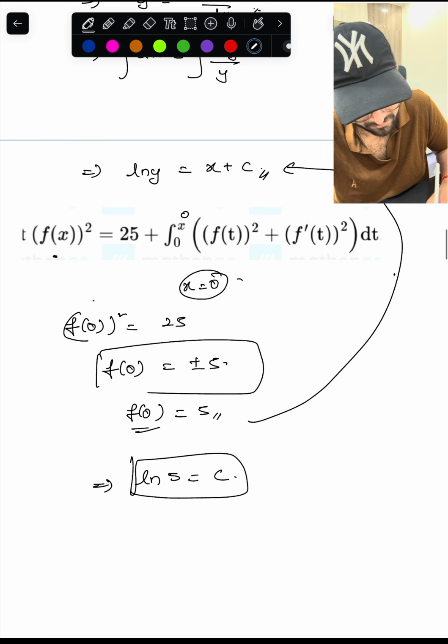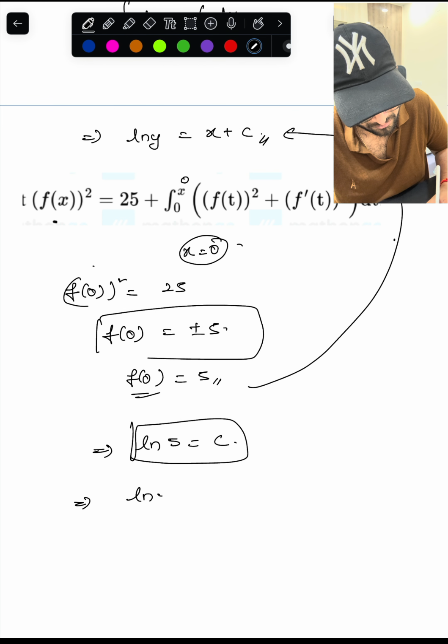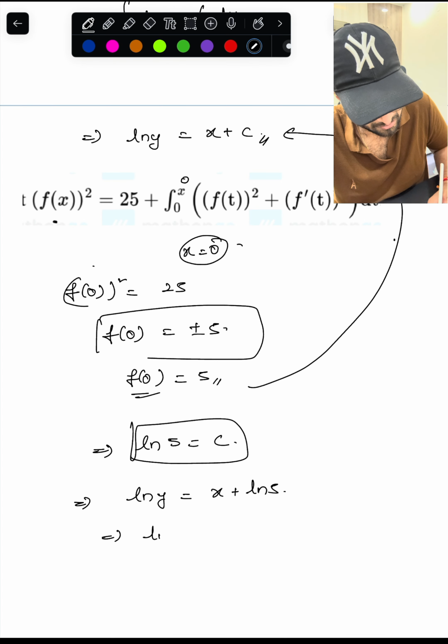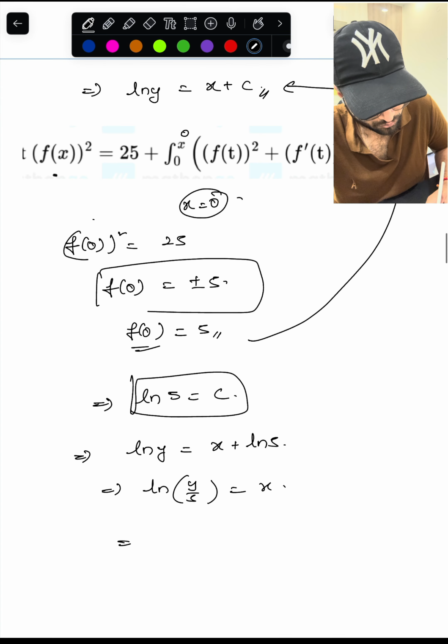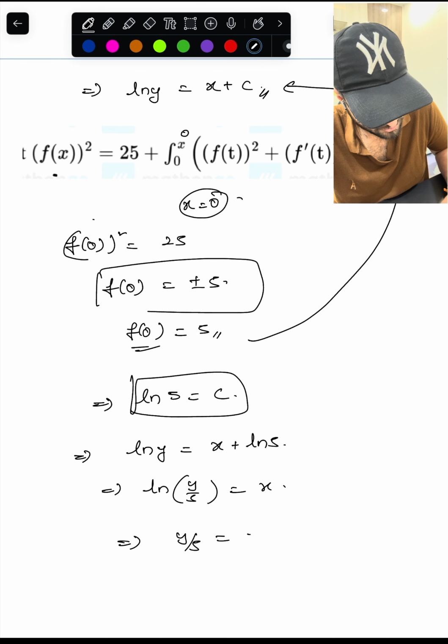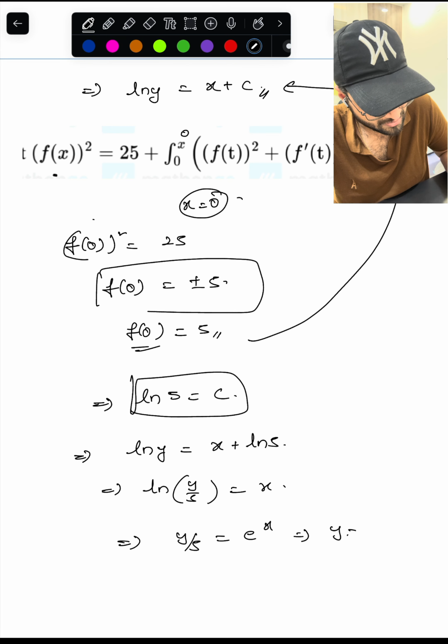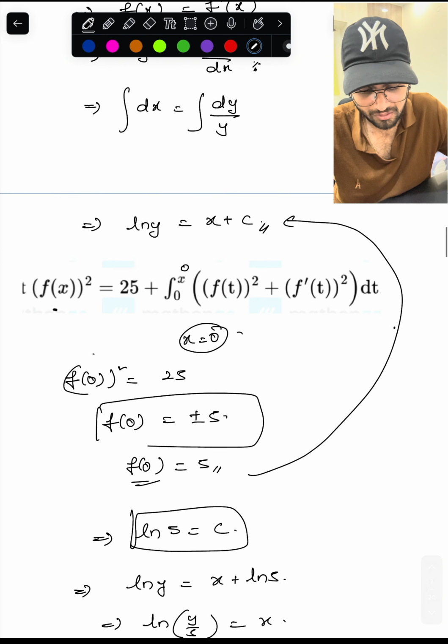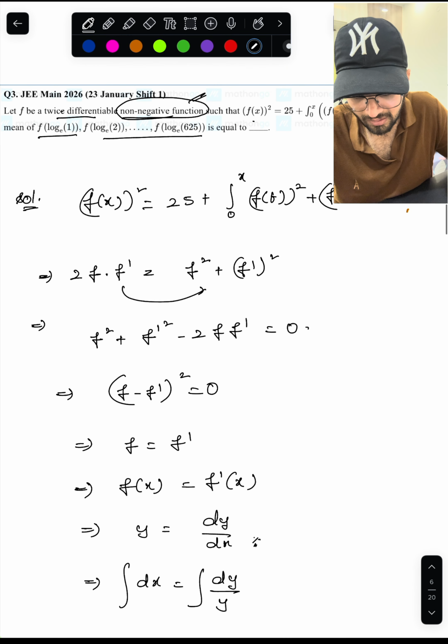So c is ln 5. Now if you substitute that ln 5, ln of y by 5 equals x. So y by 5 equals e power x, so y equals 5 into e power x. We got our function. Now what is the question they were asking for?